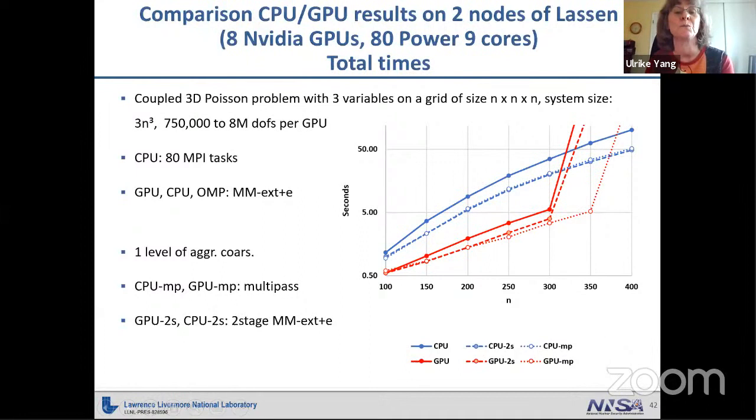If you have a time-dependent problem, you maybe want to set up only a few times, so it might be of interest that your solve phase works better. Or if you're really lucky and only have to set up once, then you might actually want to use one or two-stage interpolation or something like that. Okay, so this is what I wanted to say about the unstructured portion.